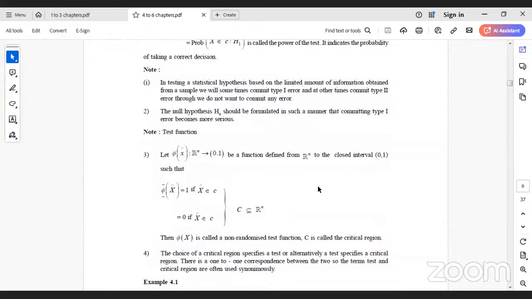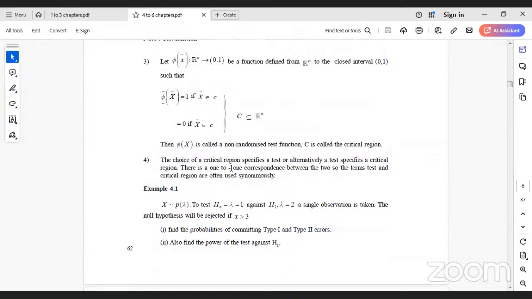The choice of the critical region specifies a test; alternatively, a test specifies a critical region. There is no one-to-one correspondence between the two. So the terms test and critical region are often used synonymously.